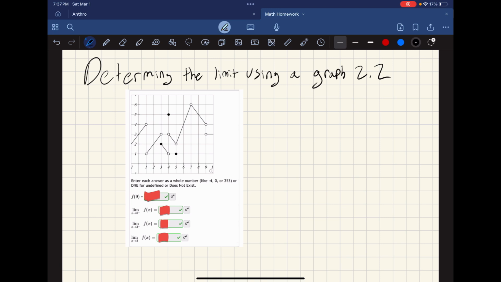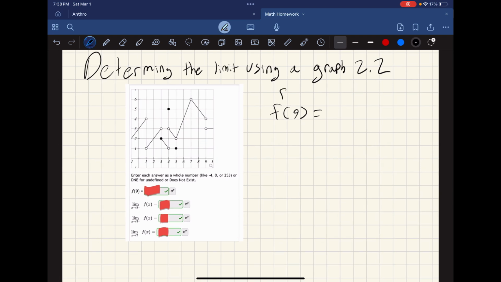Starting out, we're trying to find the limit of f of 9. In order to determine that, we know f of x, this x value correlates to the x on the graph. So we're going to take a look at the graph, find 9, and follow 9 on the graph. We can see here we have 2 points at f of 9: a 3 open circle and a 4 open circle.